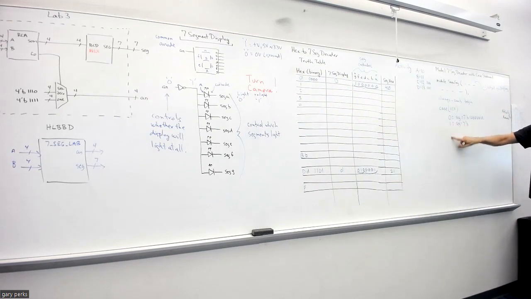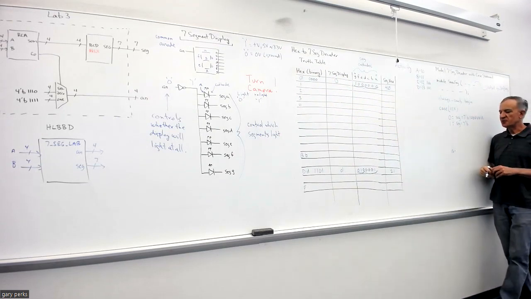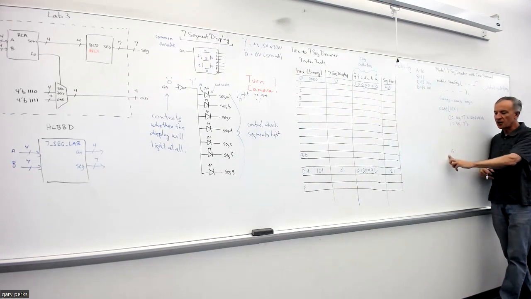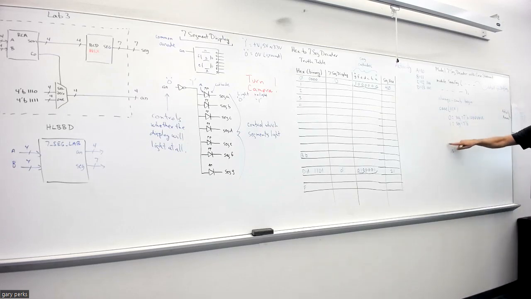So you're going to have to do that for all of them. Think about it: this is going to go all the way to 15. After you're done with this, it tells you how to do it, and that's the default.